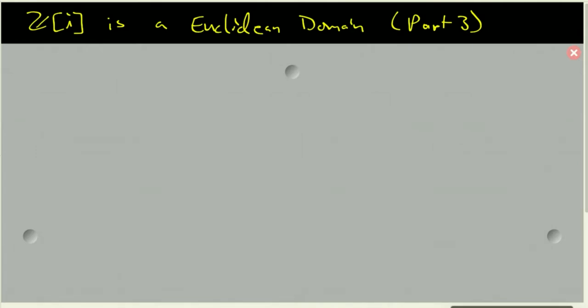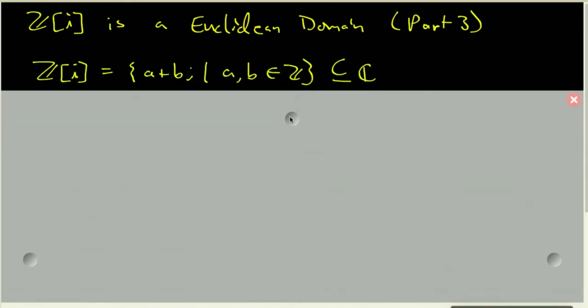In this video, we complete the proof that the Gaussian integers form a Euclidean domain. We begin with a synopsis of the two previous videos. First of all, the Gaussian integers are defined to be the set of complex numbers where both the real and the imaginary parts are integers. They form a subring of the field of complex numbers.